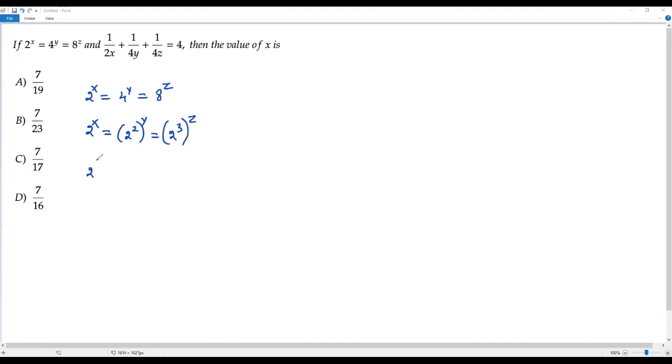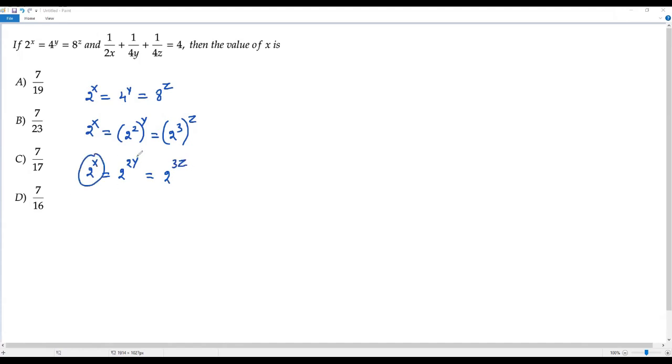Okay, here we have 2 to the x power, and here we have the base 2 with exponent 2, and for this complete expression we have the exponent y. Whenever we have two exponents like this, we can multiply the two exponents using the power of a power rule. Then we get 2 to the power of 2 times y, which is just 2y. The same thing we can do over here: we multiply the two exponents 3 and z, and I get 2 to the power of 3z.